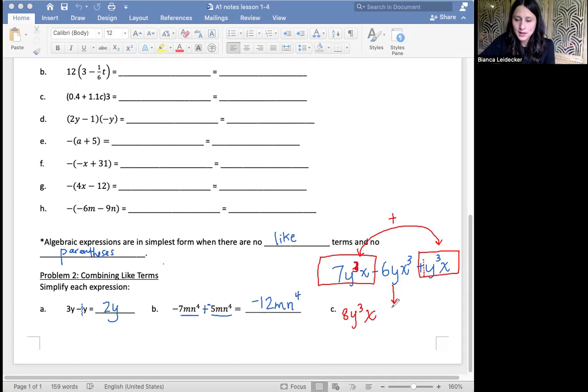Then I'm going to bring this down because there's no like terms for it to combine with. I'm just going to bring it down, minus 6y x to the 3rd power. And these are not like terms, so I cannot simplify that. And that is my final, most simplified expression for this problem.